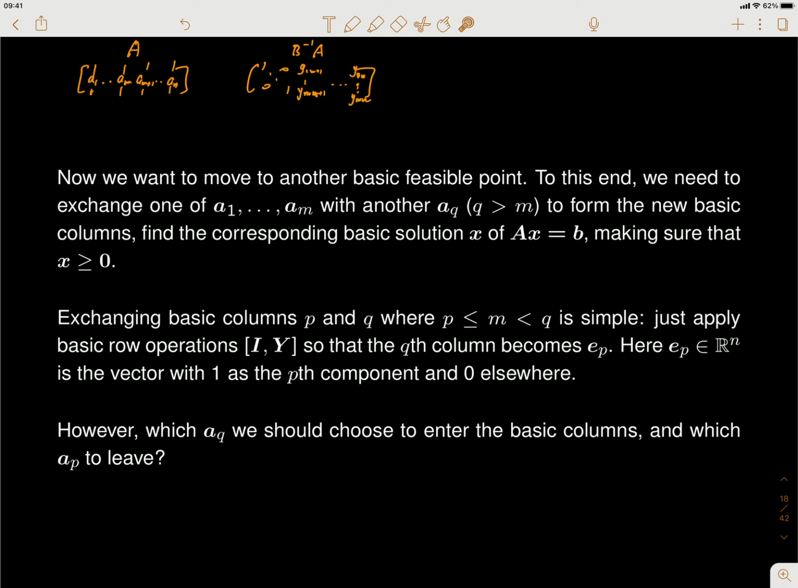Okay, so this is how we're going to exchange the pth column and the qth column. We replace, exchange them. So the question now becomes which column we should pick to delete, and which column we should pick to replace the deleted one. So these two questions are the key that we need to answer.